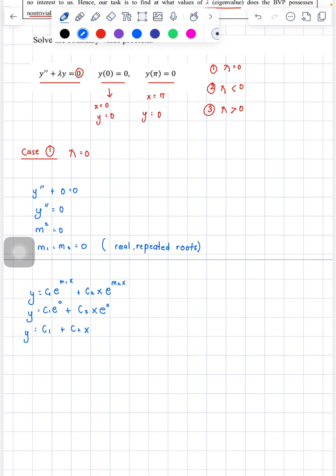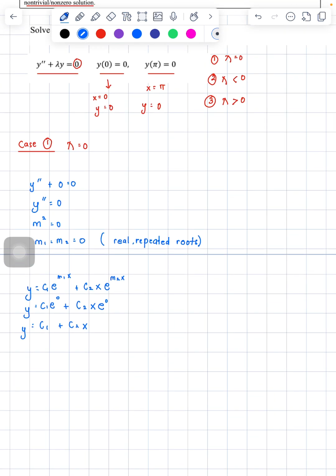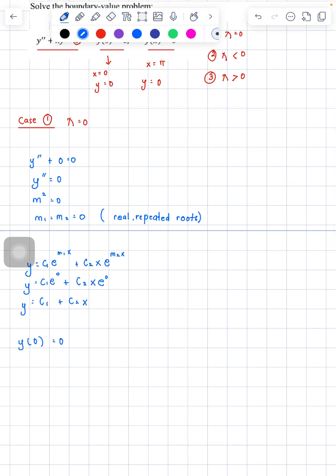Then we consider the BVP. When y(0) equals to 0, we substitute x equals to 0 into the solution. So 0 equals to C1 plus C2 times 0. So here will become 0. So our C1 equals to 0. This is for C1.